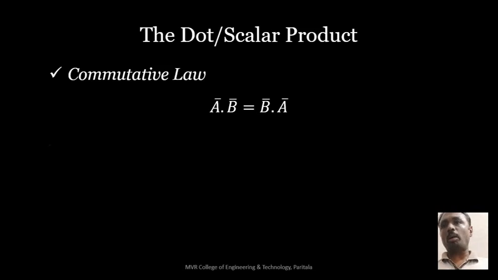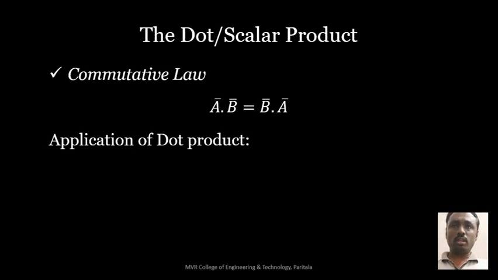So what are the applications of the dot product? Before doing anything you have to know the application of that one. So what is the application here? By using the dot product you can identify the vector components of any vector. I already told you what is meant by a vector component.